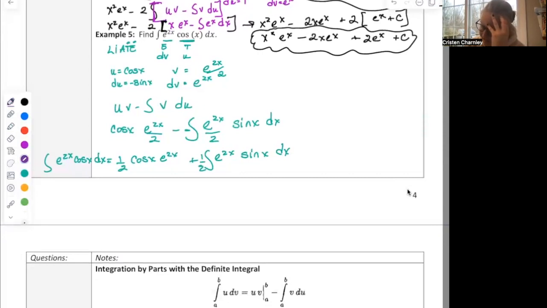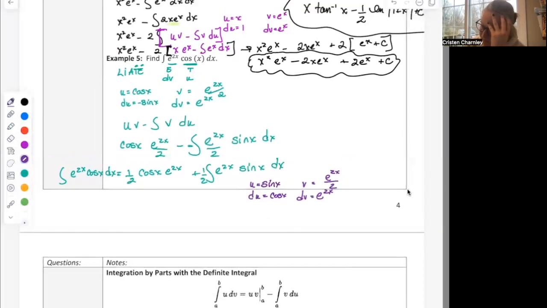Now, things are going to look kind of similar. This time u is sine of x, dv is still e to the 2x. The derivative of that is cosine of x, and v is going to be e to the 2x divided by 2. So 1/2 in the front.